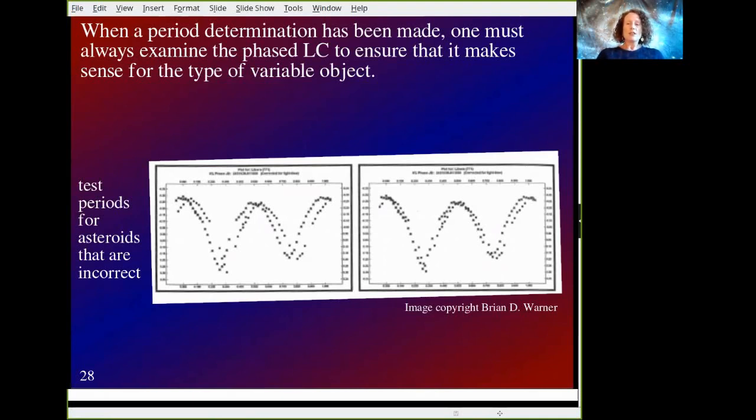Here's another example of a couple of test periods that have been plotted in the phase plots for asteroids that are incorrect. Again, you can see that they're close, but they do not match up correctly. A couple of the rotations are offset from each other. It's an indication that you're close to the correct period, but it's not actually correct.